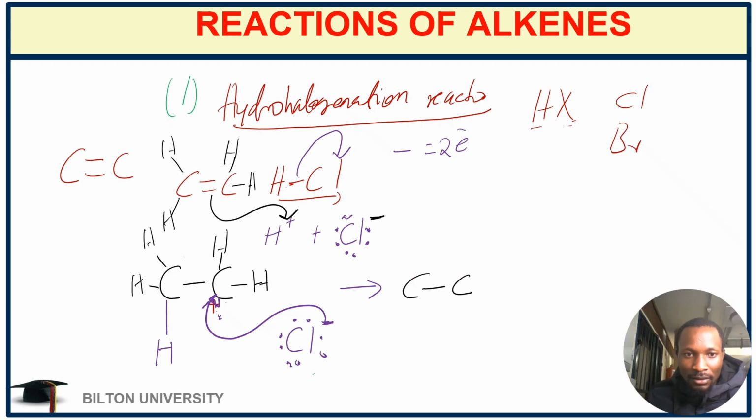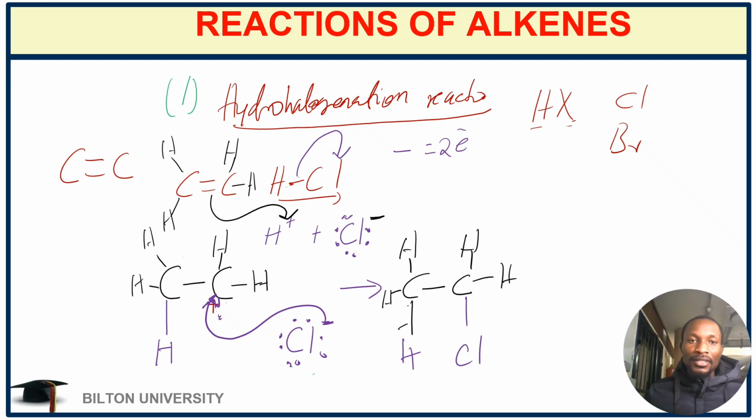So we are going to have carbon, we are going to have hydrogen, we are going to have hydrogen. Well, let me just rub it quick. So we are going to have the new bond that we have formed here, and initially also we have hydrogen here, hydrogen here, and then we have our chlorine atom. Now this is how hydrohalogenation takes place.